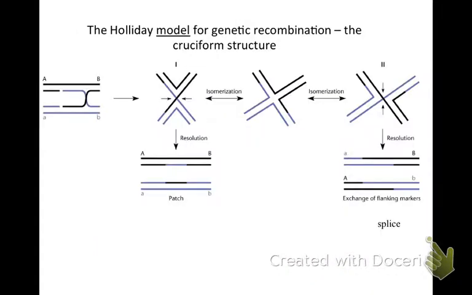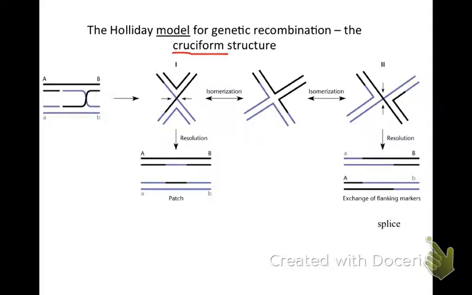Robin Holliday proposed a model to explain how recombination could give rise to two different types of products. And in his model, he invoked something called the cruciform structure. So we're going to look at how that works.